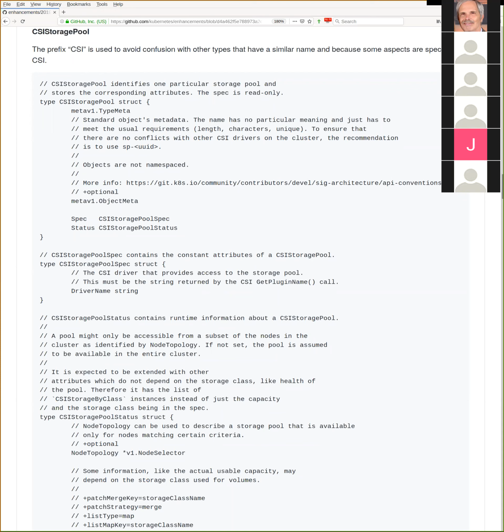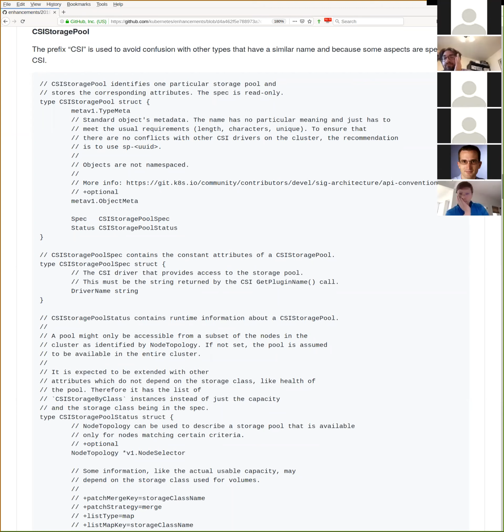We've gone through various iterations of that API itself. I don't want to repeat that today unless people really want to. The idea in general has been that storage capacity is one use for this API, but not necessarily the only use.